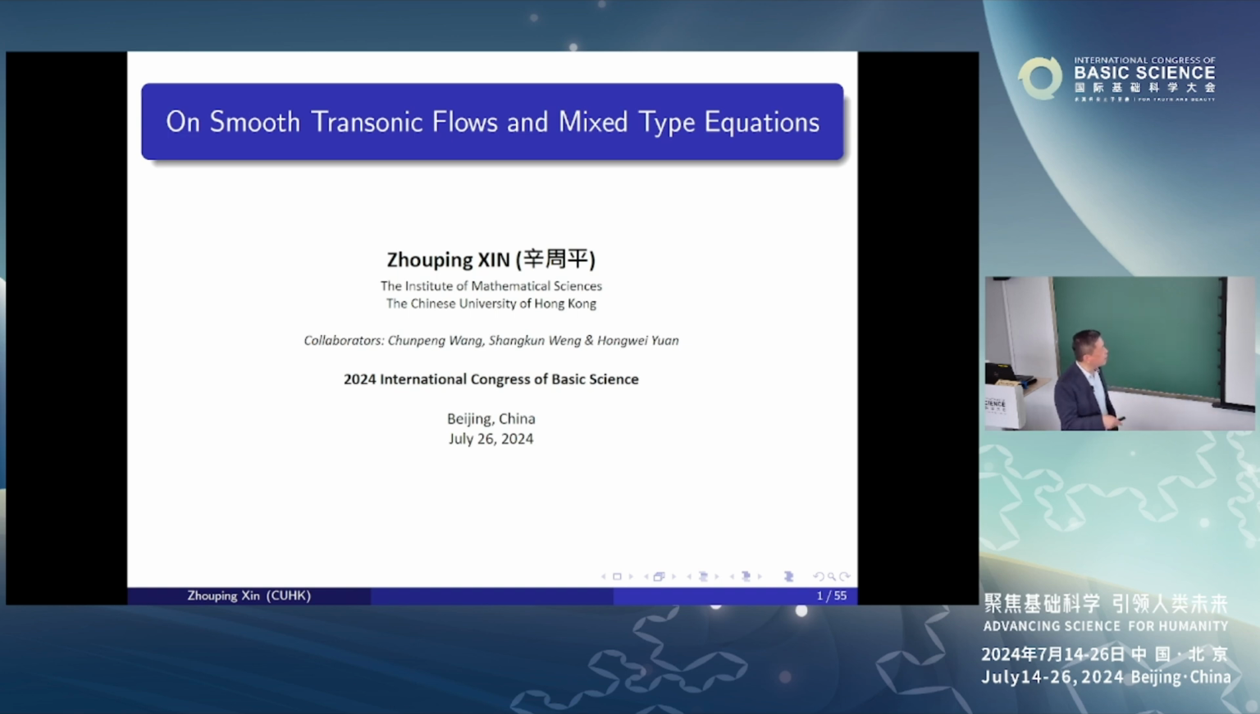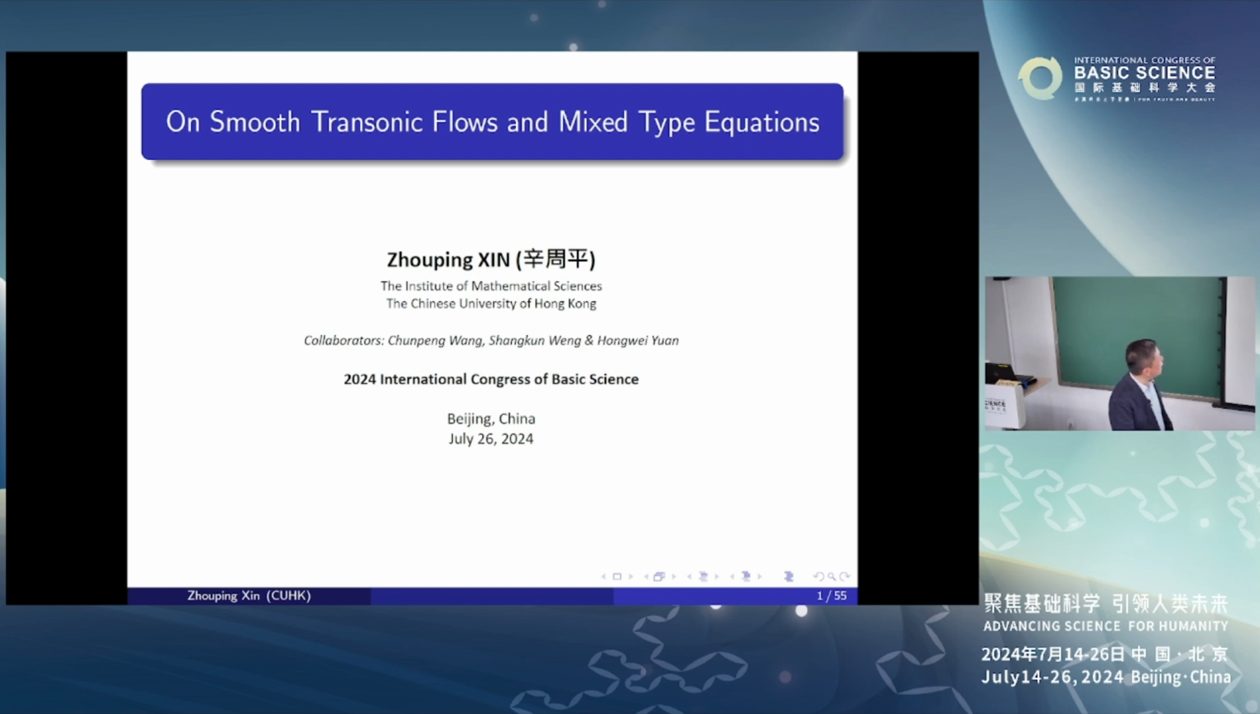Some of the work I presented here is joint work with my collaborators: Chunpeng Wang, who is now a professor at Engineering University; Shangkun Weng, my former PhD student, who is now a professor at Wuhan University; and Hongwei Yuan, who recently graduated with a PhD and is working at the University of Macau.